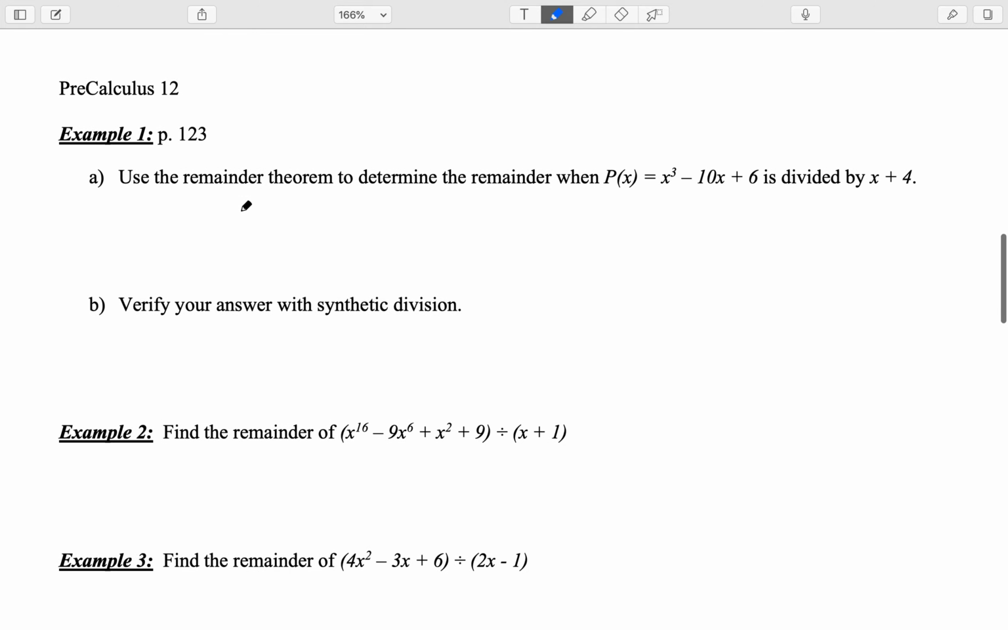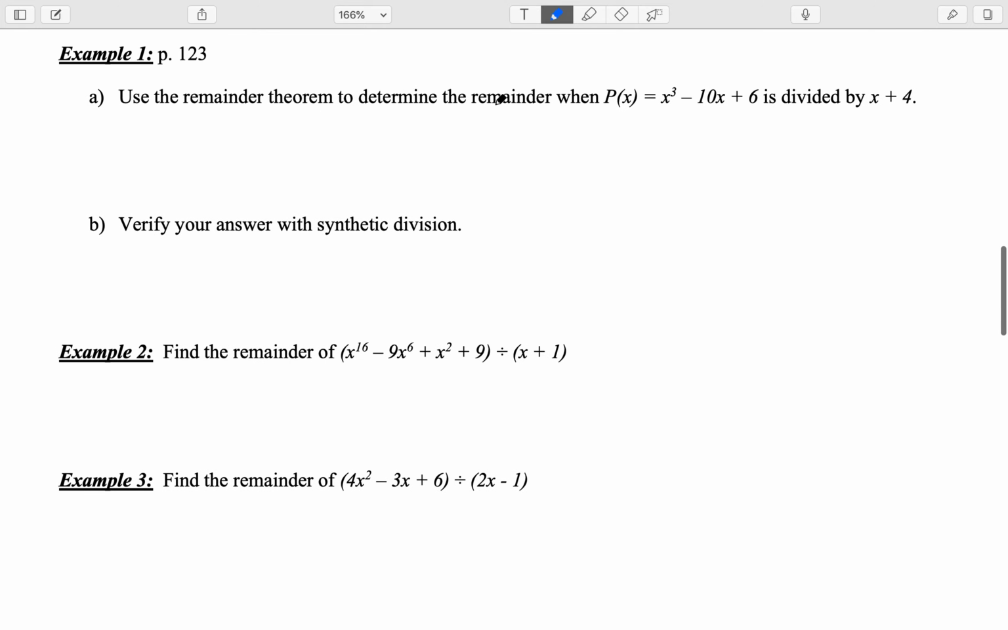Okay, so let's try this. Use the remainder theorem to determine the remainder when this polynomial is divided by x plus 4. I'm going to be plugging in minus 4. So in other words, the remainder is p of minus 4. In other words, it's negative 4 cubed minus 10 times negative 4 plus 6. So in other words, negative 4 cubed, which is negative 64, minus minus is plus 40 plus 6. So negative 24 plus 6, which is going to give me whatever it is, negative 18.